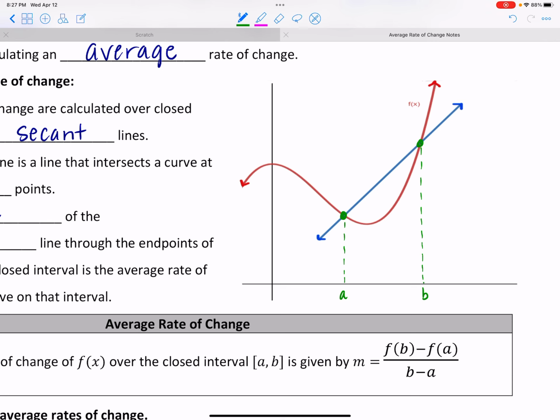Over that interval, I can see my rate of change is a little negative here, and then it turns, and then it's positive here, but mostly positive. So if I was to average out that slope, that average rate of change, it's probably going to be positive.